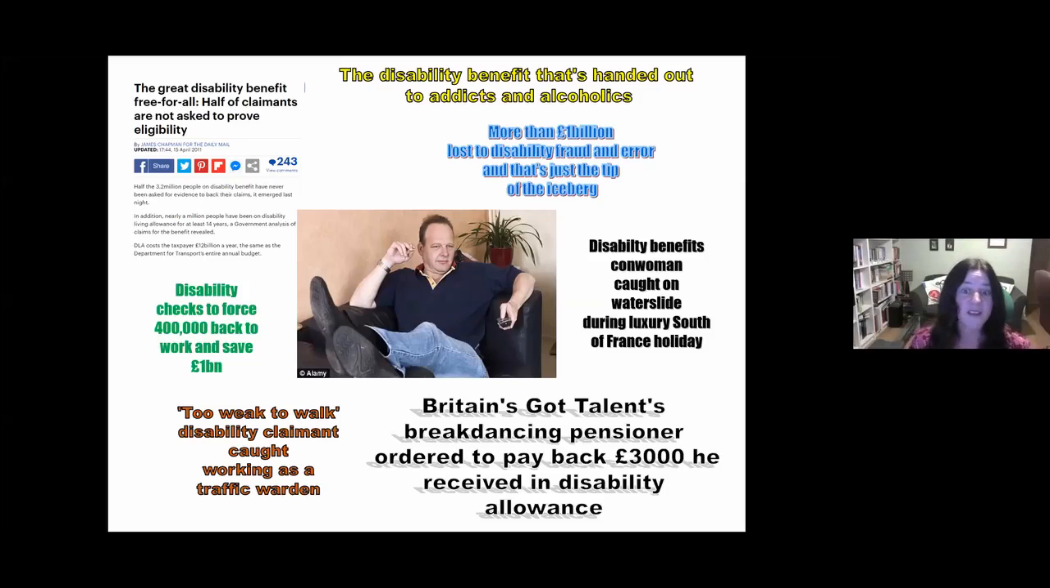And the theme's obvious. The theme is fraud, it's cheats, it's scroungers, it's disabled people gaming the system. And in the middle, you've got the picture of a man who's sitting on the sofa with a cigarette in one hand and a TV remote control in the other, who doesn't look like he has a disability, so clearly he must be gaming the system.